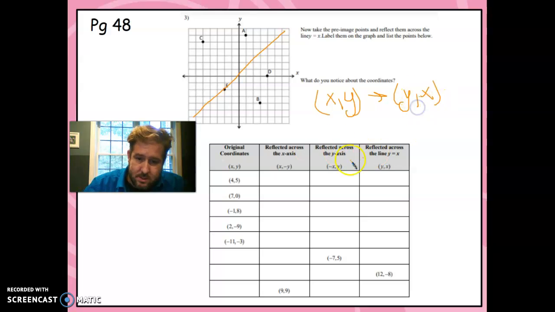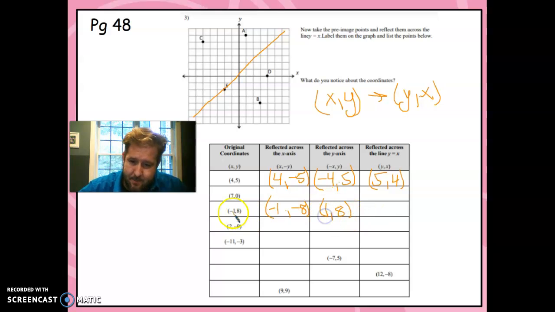Now, all of these rules are listed right here on the table. Doing a couple of these, (4, 5) would turn into (4, -5), because the y is what changed to the opposite. Opposite x, y, so (4, 5) becomes (-4, 5). And then (y, x) means (4, 5) becomes (5, 4), like that. Picking another one down here, (-1, 8). So -1 stays -1 because x stays x, but the y changes to -8. Now, using this point again, opposite x, y means -1 turns into 1 and y stays the same. And in the last one, the y and x just simply switch, making it (8, -1).